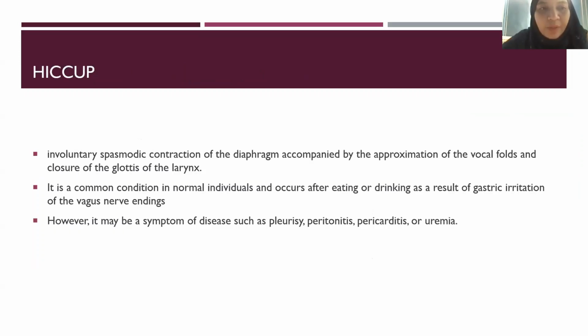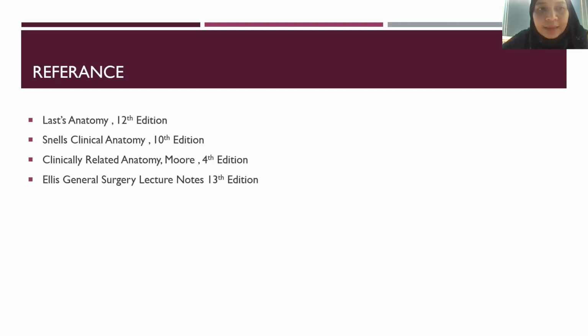Next. The last one is hiccup. Hiccup is an involuntary spasmodic contraction of the diaphragm accompanied by approximation of the vocal folds and closure of the glottis of the larynx. It is a common condition in normal individuals and occurs after eating or drinking due to gastric irritation of the vagus nerve endings. It might be a symptom of a disease such as peritonitis, pericarditis, uremia, or pleurisy. Next. Okay, finish.